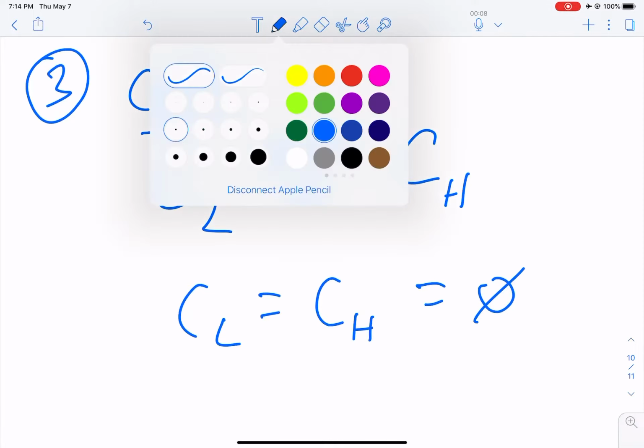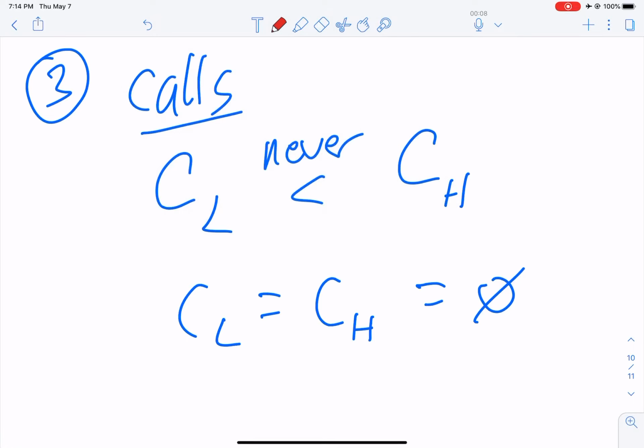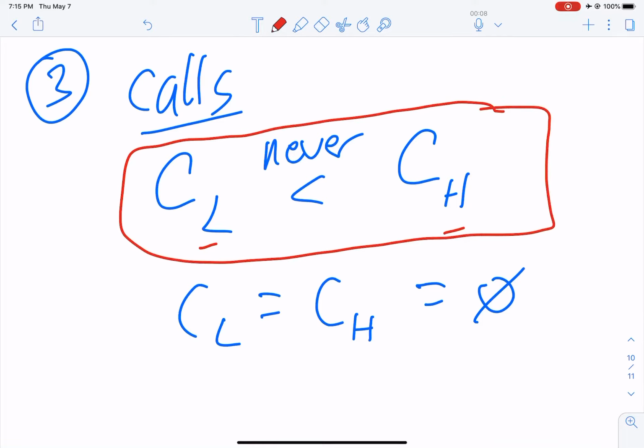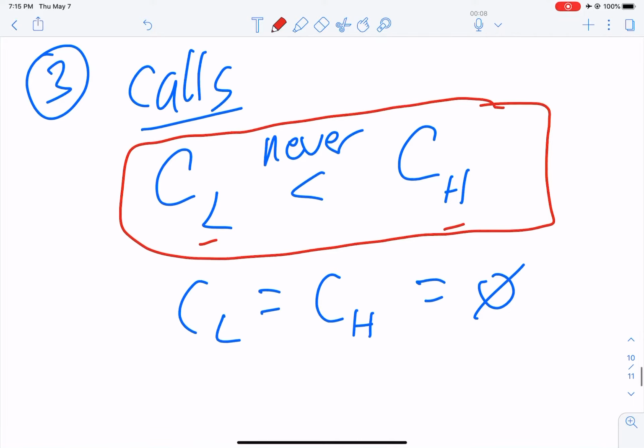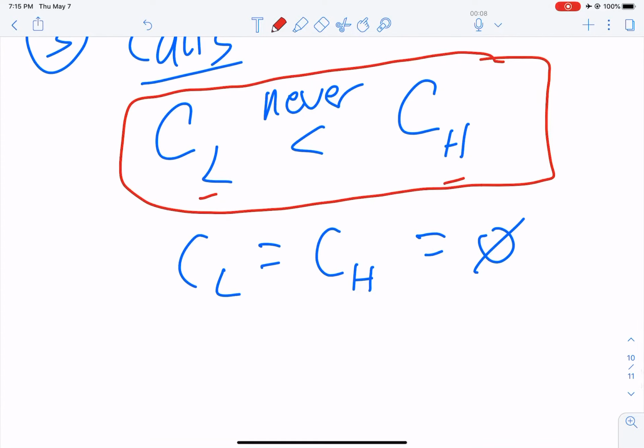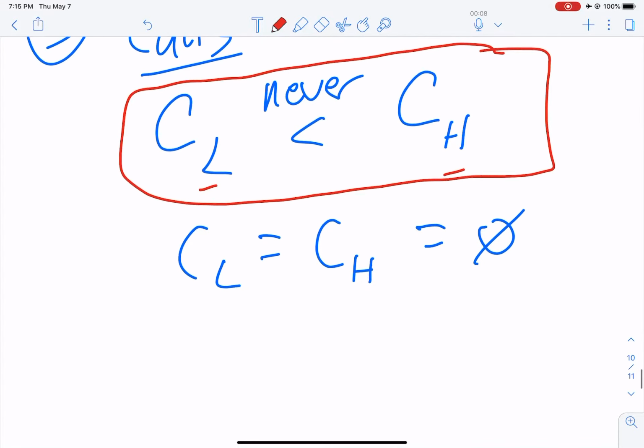But the price of the lower strike call can never be less than the price of the higher strike call. And why? Well, it's obvious. We like to pay lower prices. A call gives us a price that we're guaranteed to be able to pay, and we like to pay low prices much more than we like to pay high prices. So the equilibrium condition for calls is that the price of a lower strike call can never be less than the price of a higher strike call.